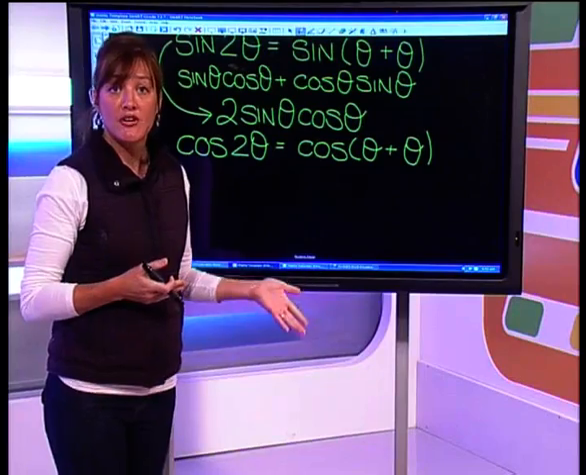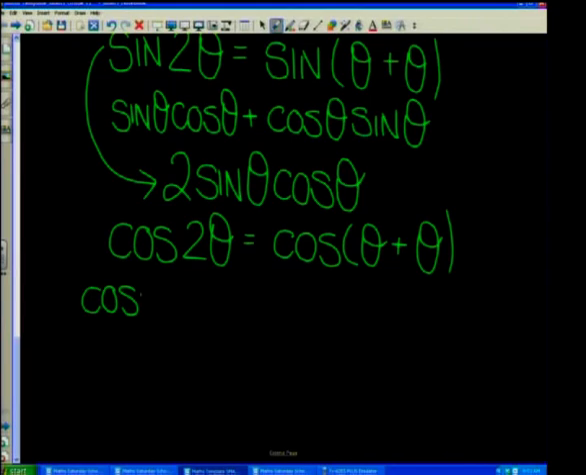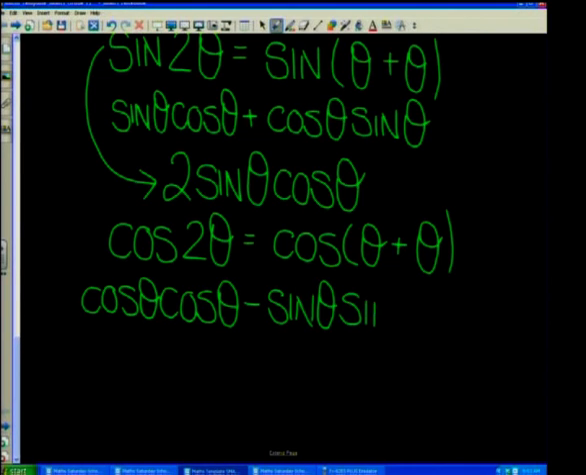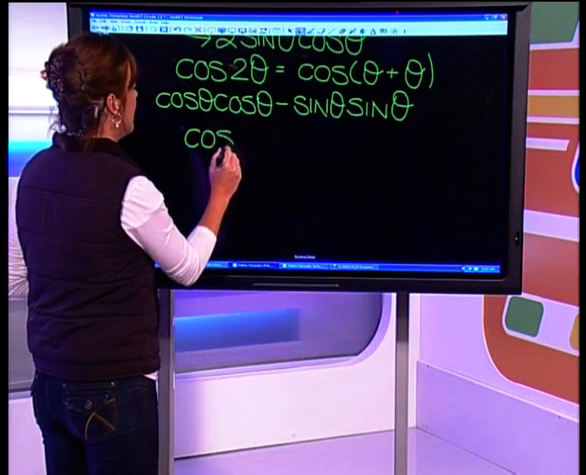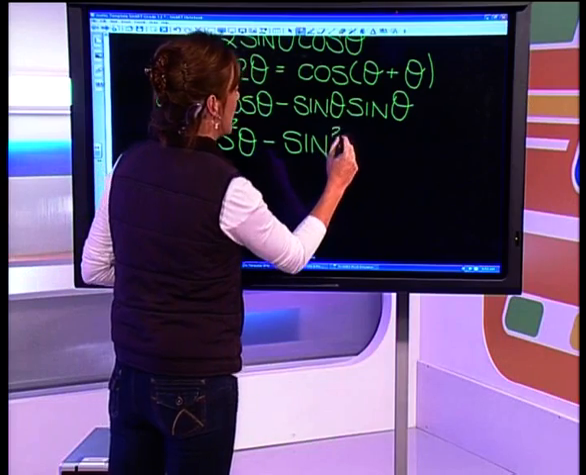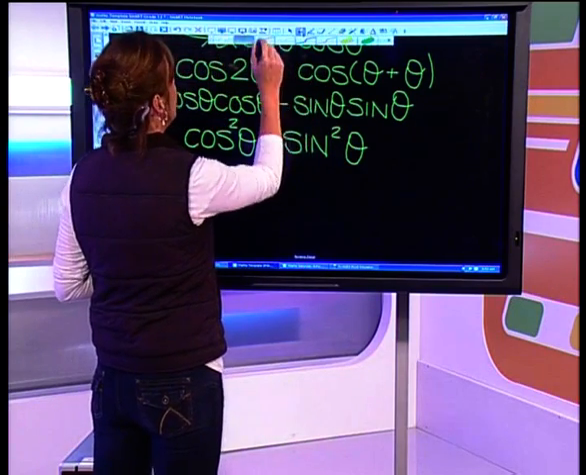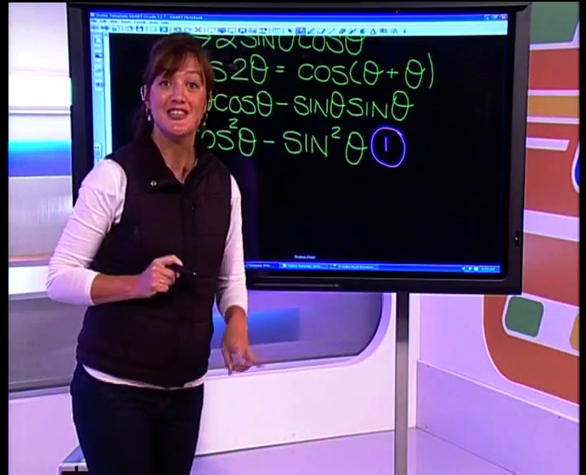Using what we know about compound angles, let's expand it. I'm going to write it as cos theta cos theta, C for cos, C for change the sign, and then sine theta sine theta. Now cos theta times cos theta is cos squared theta minus sine squared theta. The good news is that that is identity number 1. There are 2 more that we need to know.